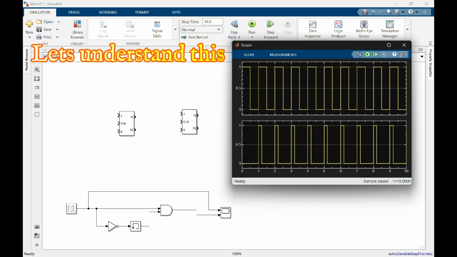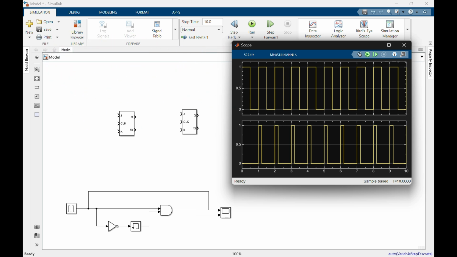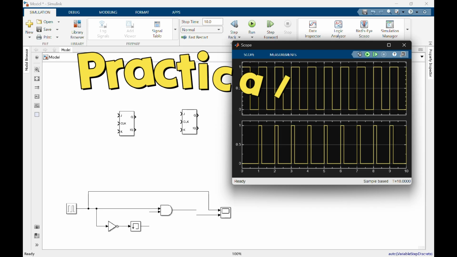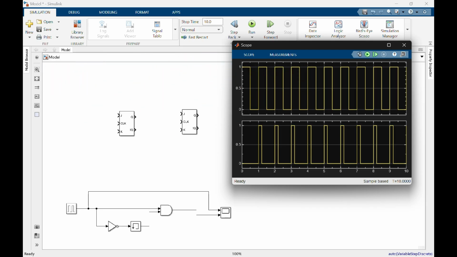Now let's understand this clock circuit. For our positive edge triggering mechanism, we have supplied our clock pulse directly as an input for our AND gate, and we have supplied our negation input for another terminal of the AND gate. The AND gate used in Simulink is ideal, but in practical there is some delay between the input and output of the AND gate. So to see that delay, we are using the memory block of Simulink.